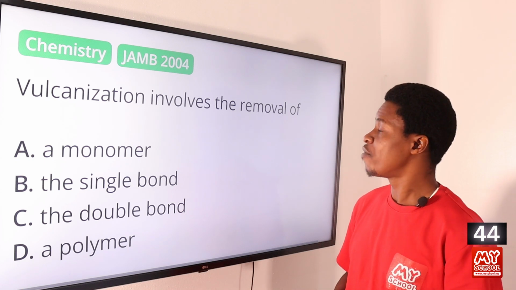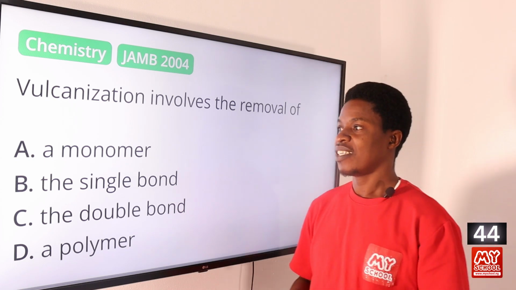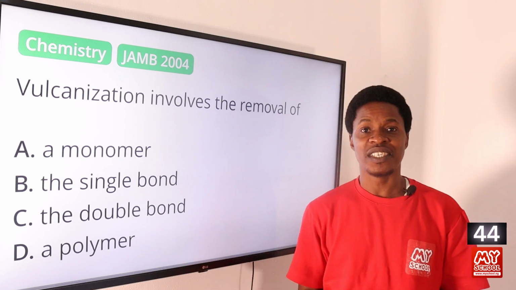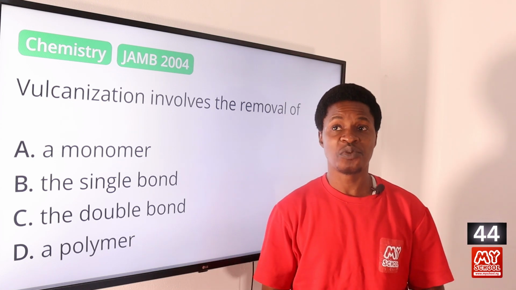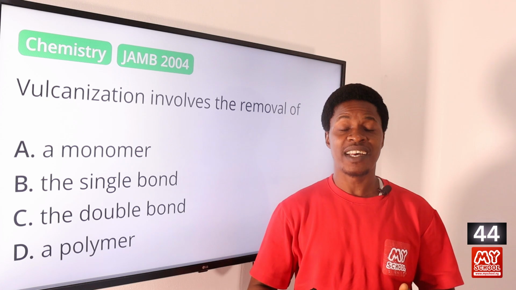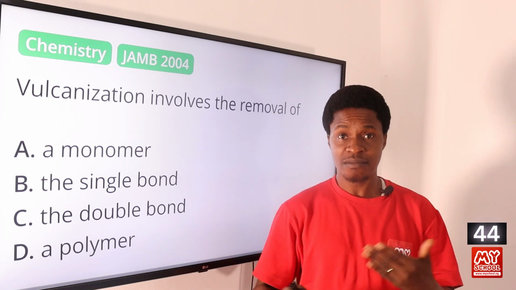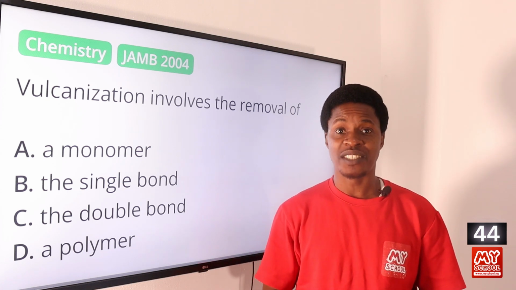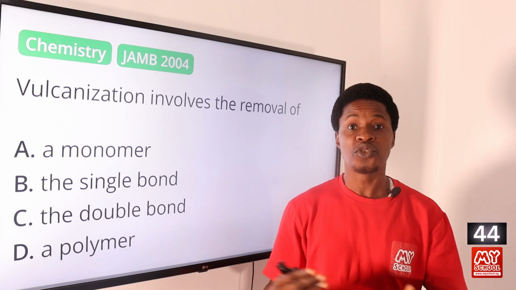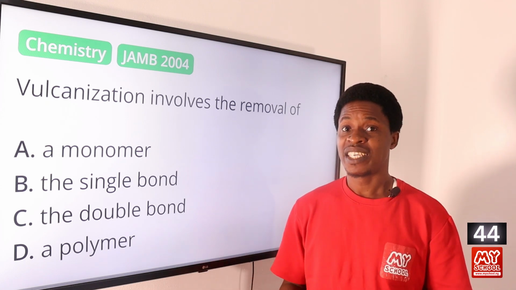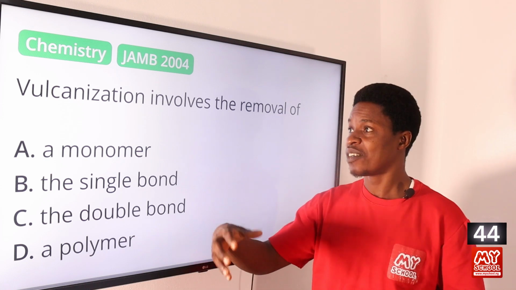Vulcanization involves the removal of what? Yes, vulcanization usually brings in sulfur to improve the strength of the rubber, in the rubber industry, like all the tires and tubes of tires. That's why you have vulcanizers also already working on that.